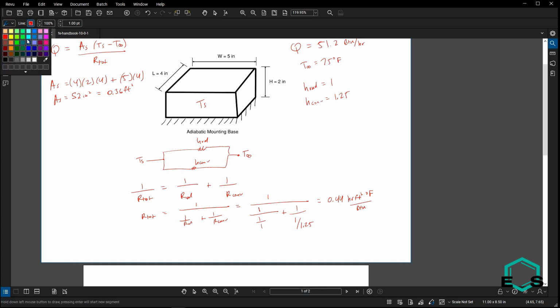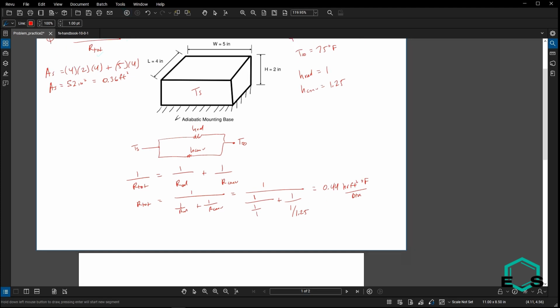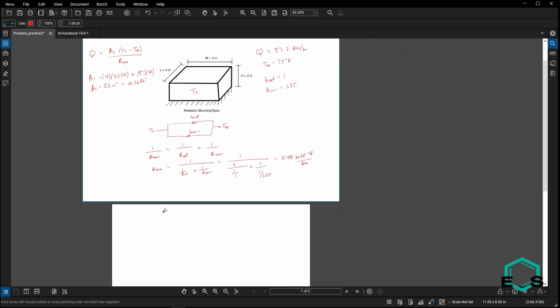Okay, so I think we have everything. Let's check. So we found R total, we found the surface area, Q was given, T infinity was also given, so we can solve for T_s. So we have to do a little bit of algebra.